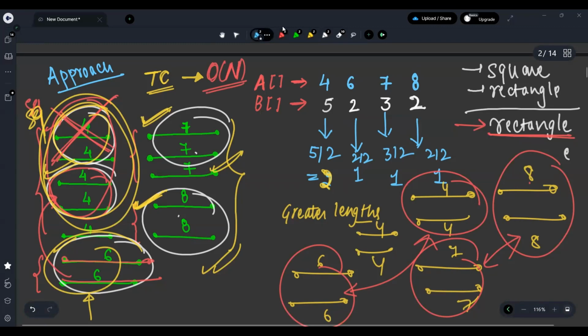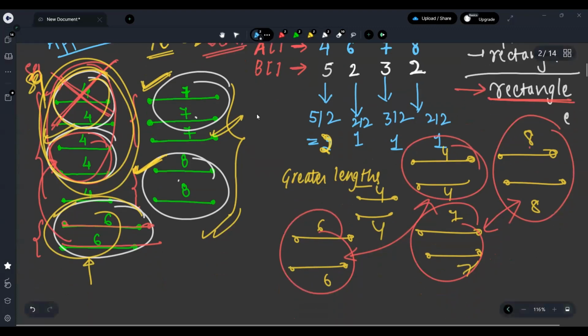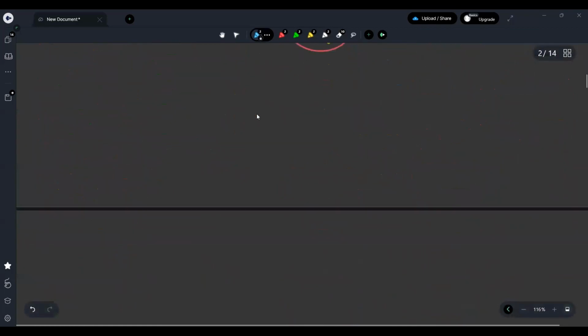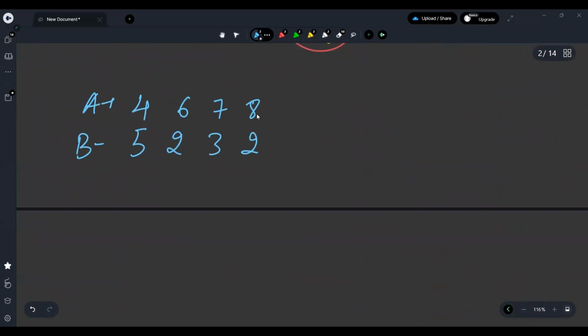So what is the approach? Will we take a set to get the maximum length, or a priority queue? No, it is not required. Why? Because let's consider an example: 4, 6, 7, 8, 5, 2, 3, 2. So this is the array. This is the length of the sticks, and this is the number of sticks that are available.